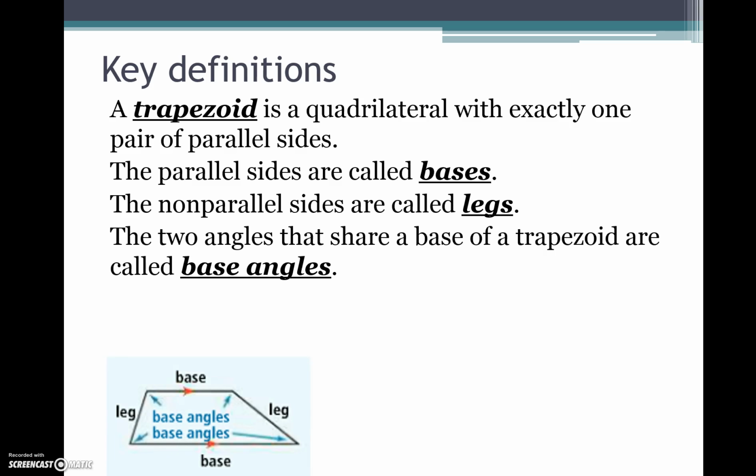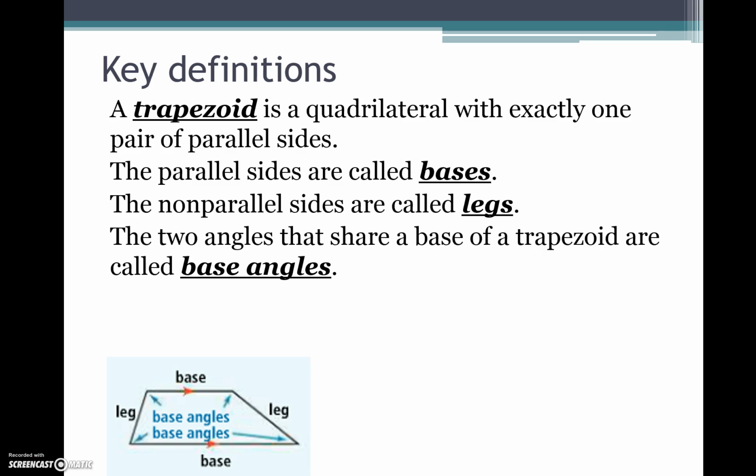So here's a diagram of what that looks like. This is any trapezoid in general. We have our base angles at the top and the bottom, the legs along the sides there, and indicated by the arrows are our bases. When we have two legs that are congruent, we have an isosceles trapezoid. So here's a picture of an isosceles trapezoid. As you can see, the bases are still parallel, but the legs themselves are going to be congruent.